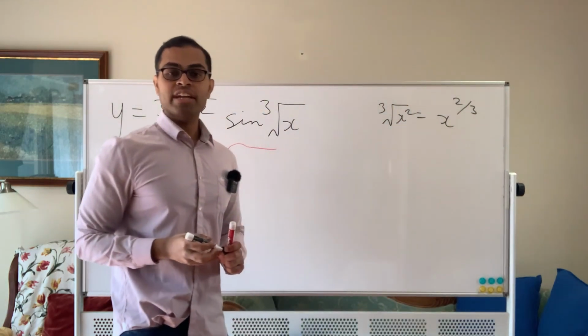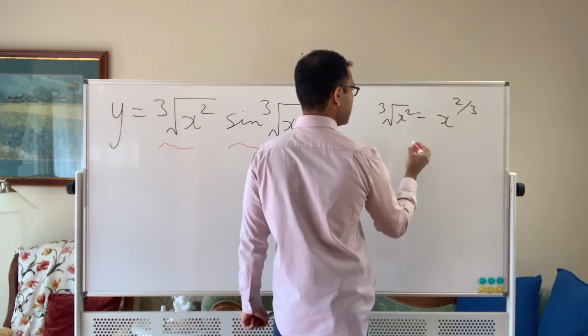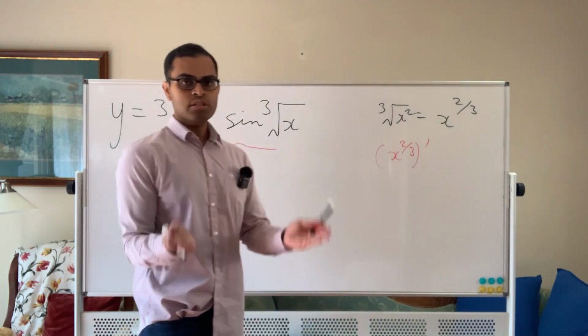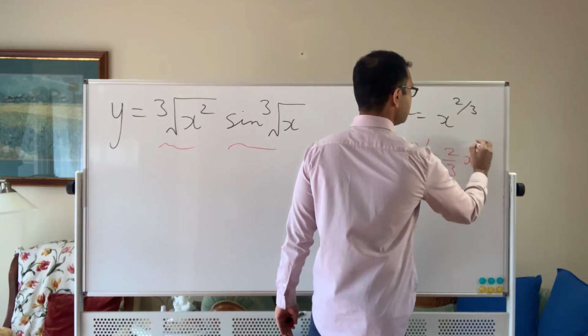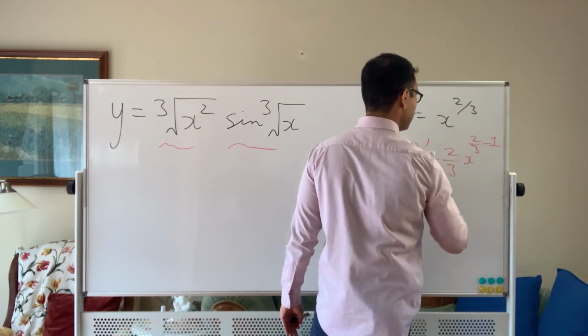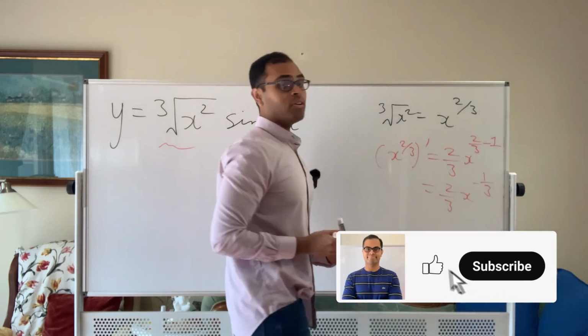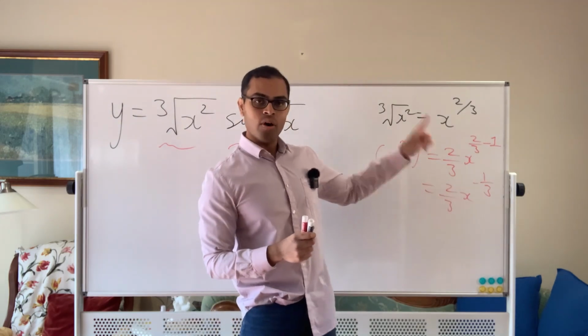And let's say you try to use the power rule to differentiate it. How would that work? Well, you would then say the derivative of x to the power 2/3, and I'm writing this in red because it's wrong, is going to equal 2/3 times x to the power 2/3 minus 1, which is 2/3 times x to the power minus 1/3. Okay, now this is actually perfectly fine as long as x is non-zero, but if x is 0, this doesn't work.